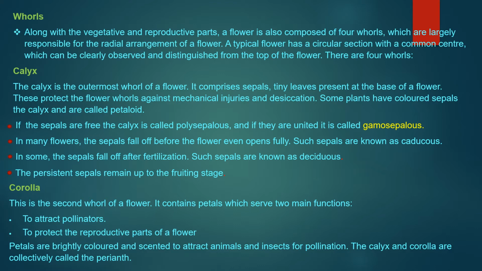Next, the second whorl, the corolla. This is the second whorl of the flower. It contains petals which serve two main functions. The first function is to attract the pollinator. The insects, the bees, different pollinators are attracted by the corolla itself because of their various colors. A second important advantage of this corolla is to protect the reproductive parts of a flower. Petals are brightly colored and scented to attract animals and insects for pollination. The calyx and corolla are collectively called perianth.